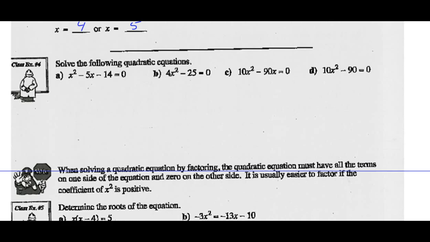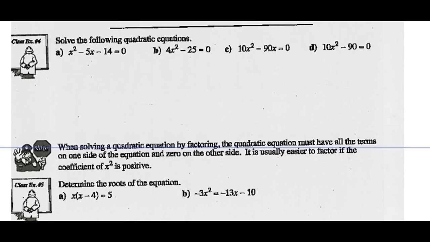Solve the following quadratic equations. This first one's a simple trinomial on the left side, so I'm going to factor using inspection. Remember, it equals 0. The only way to get to x squared is to put an x in the front of each bracket. Ask yourself, what two numbers have a sum of negative 5, a product of negative 14? So those two numbers are minus 7 and positive 2. Negative 7 times 2 is a negative 14. Negative 7 plus 2 is a minus 5.